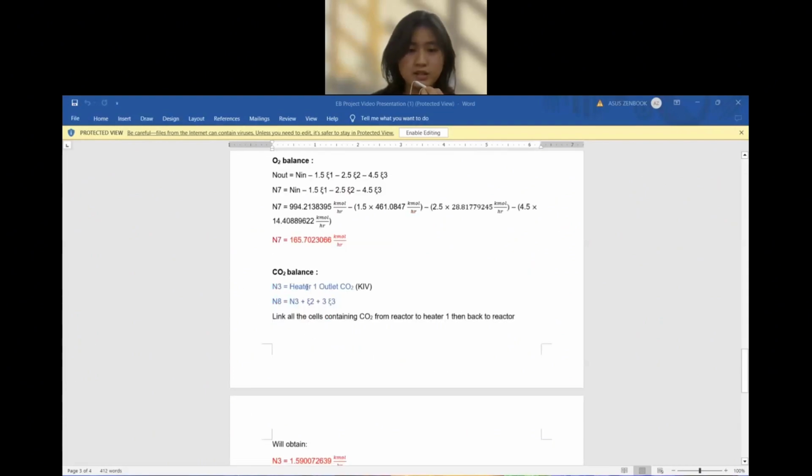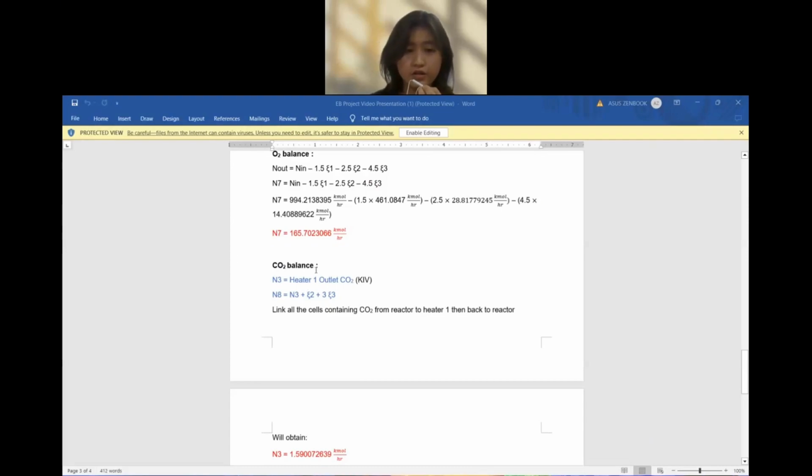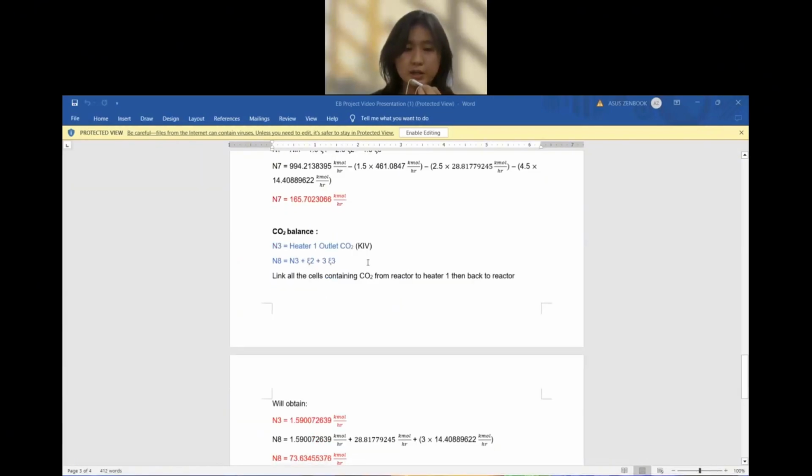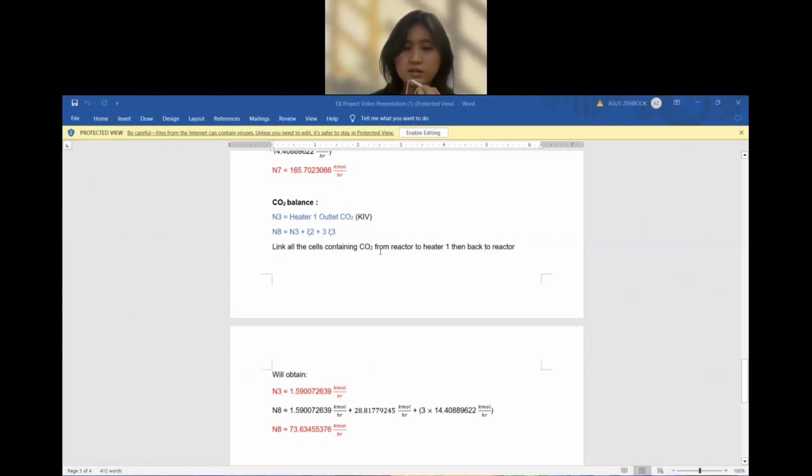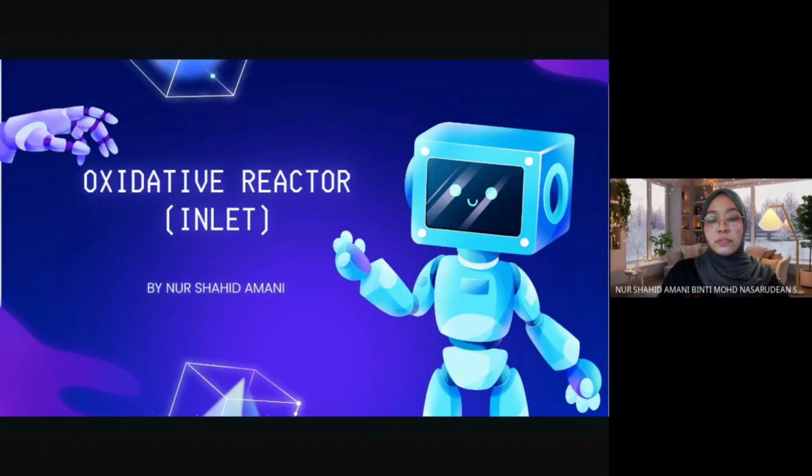Next, for the CO2 balance, the question did not give us the value of CO2, but we know that the inlet CO2 of the reactor equals the outlet CO2 from heater 1. So we can keep it in view first. For the outlet of CO2, we form an equation by using the extent of reaction, and we link all the cells containing CO2 from the reactor to heater 1, then back to the reactor. Then we obtain N3, followed by N8. This is for the oxidative reactor inlet.